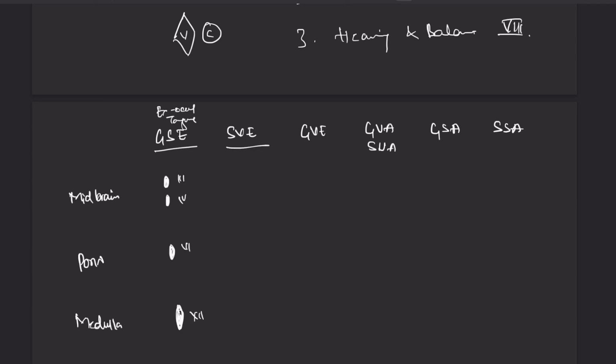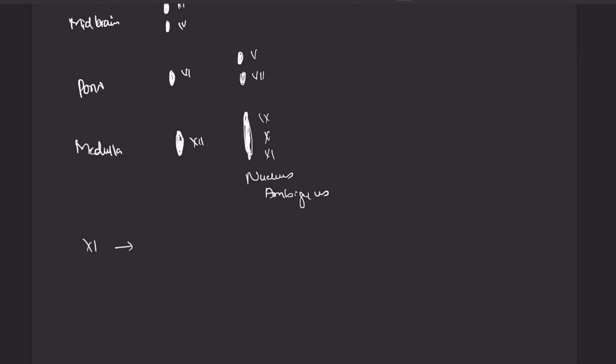Now coming to the SVE, it is from the pharyngeal arch. These are the skeletal muscles from the pharyngeal arch. This is 5, 7, 9, 10 and 11. This is called the nucleus ambiguus. So remember why the 11th nerve? Because of the VAC, that is the vago-accessory complex.